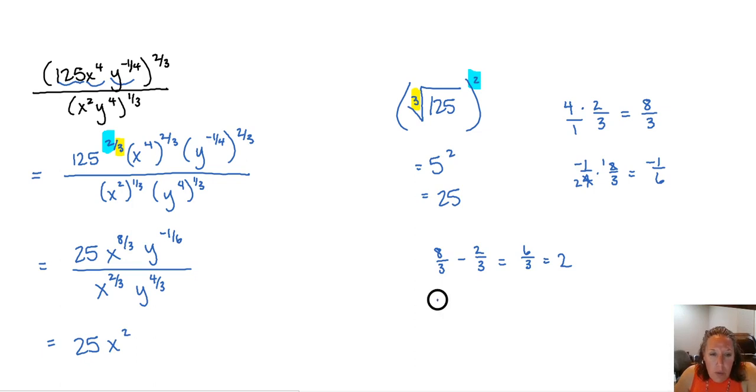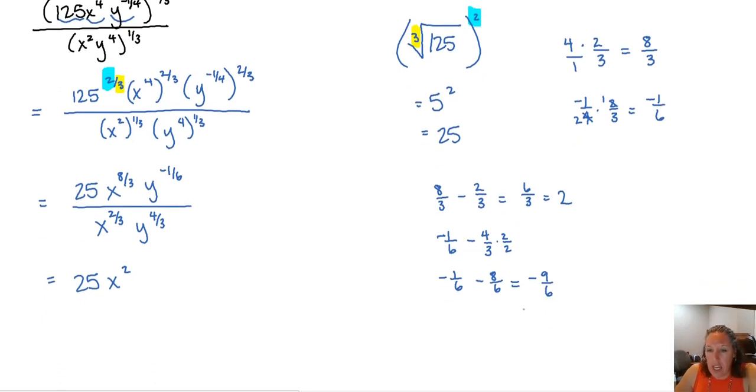For our y values, we've got y to the negative 1/6 minus 4/3. We need to get a common denominator there, so multiply top and bottom here by 2, and that's going to be negative 1/6 minus 8/6, which is negative 9/6. And negative 9/6 reduces to negative 3/2. Since that's a negative number, that means it's going to be on the bottom. And our power is going to be that positive 3/2.